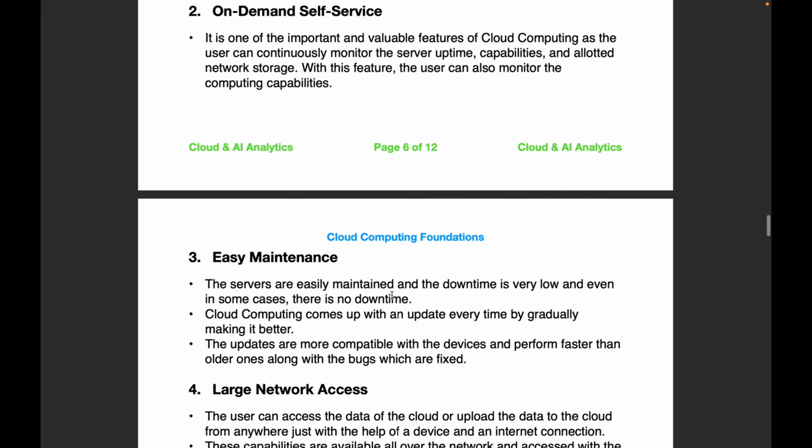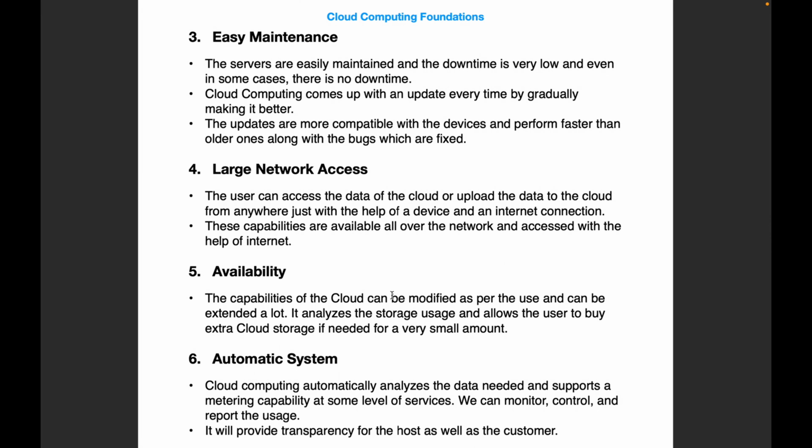The next is easy maintenance. As a user of a cloud platform, it is not our job to maintain the hardware, maintain the server, or cool it down. We are not going to bother about those things. It is primarily taken care of by the cloud provider themselves. The servers are easily maintained, and even if there is server downtime, it will be for a very minimal time. For a few services like cloud storage and BigQuery, there is no such downtime at all.